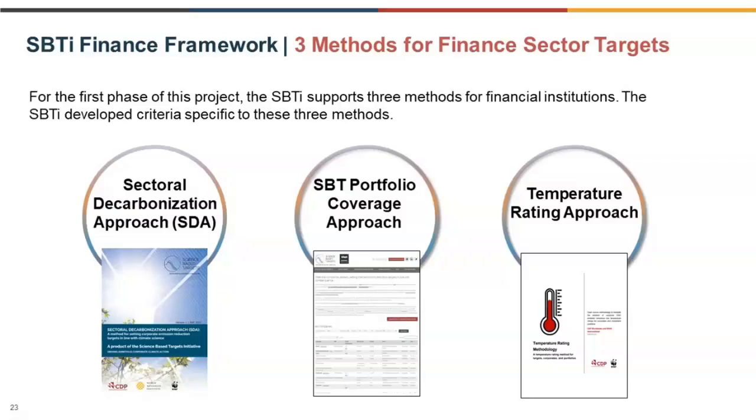And essentially now this method is also becoming available for financial institutions who are investing in those sectors that do have these sector-specific pathways available. And then we have these two engagement approaches, which are built on existing targets that companies have already set, both approved science-based targets in the portfolio coverage approach, and also other public greenhouse gas targets that companies may have set, and these can be used by financial institutions to help them to design their own targets. So I will go through each of these three methods now in more detail.